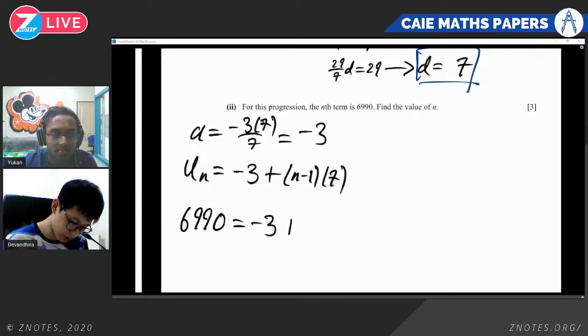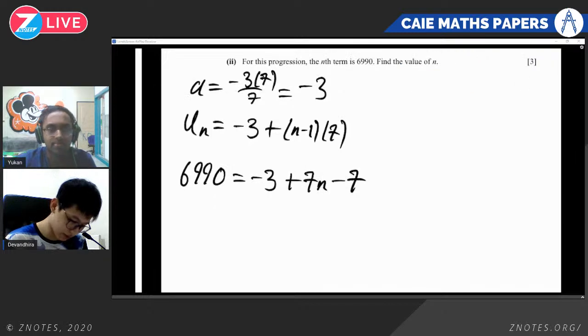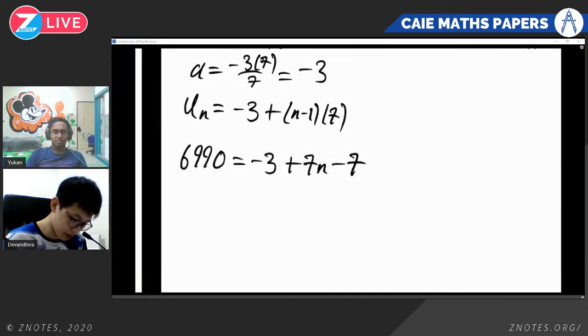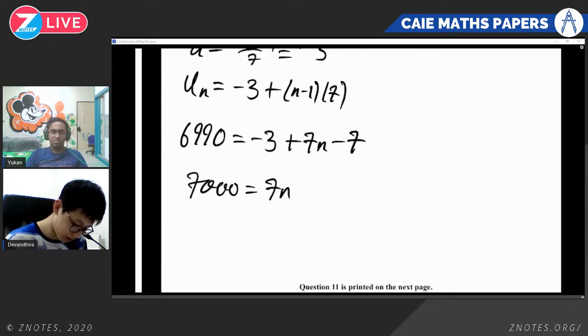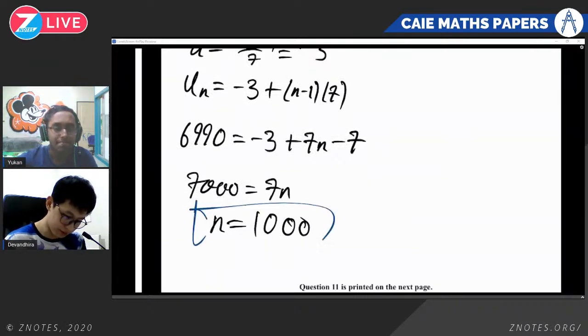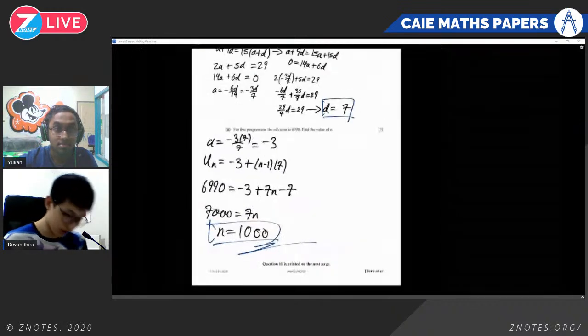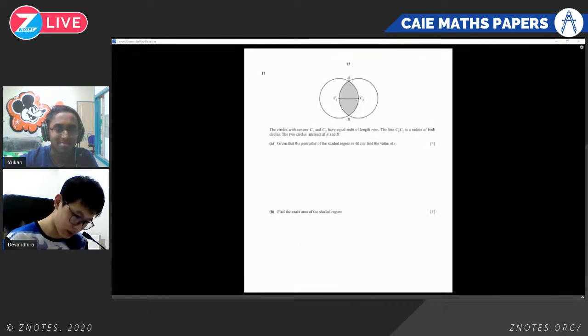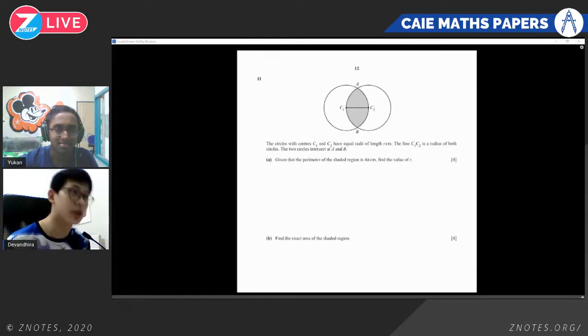We can expand this. We have 7n minus 7. We just have to bring these two constants to the other side. Just solve this normally, basically. We have 7,000. Oh, it's a nice number. Just divide by 7, and it's equal to 1,000. All right, very simple, right? 3 marks for that. This is our last question, basically.